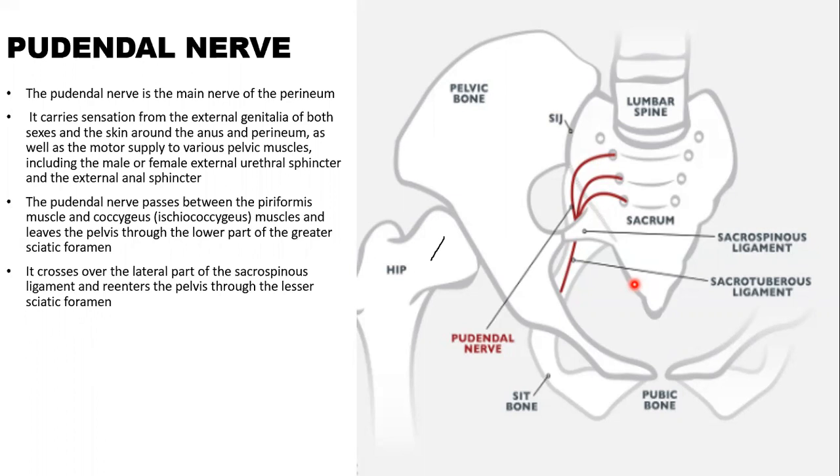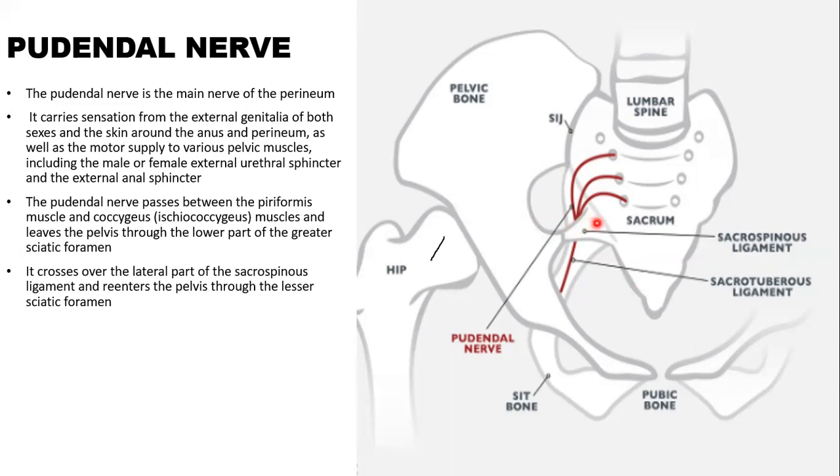So the pudendal nerve passes between the piriformis muscle and the coccygeus muscle and leaves the pelvis through the lower part of the greater sciatic foramen. So that foramen there is the greater sciatic foramen. As you can see, the pudendal nerve leaves the greater sciatic foramen on the lower part of it. So it crosses over the lateral part of the sacrospinous ligament, which I talked about. Okay, so this is the sacrospinous ligament.